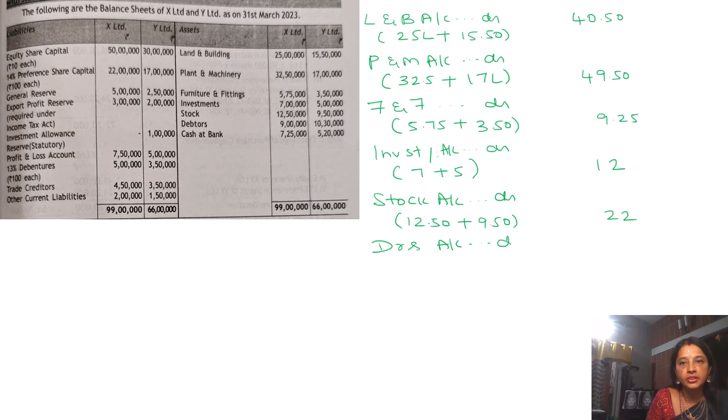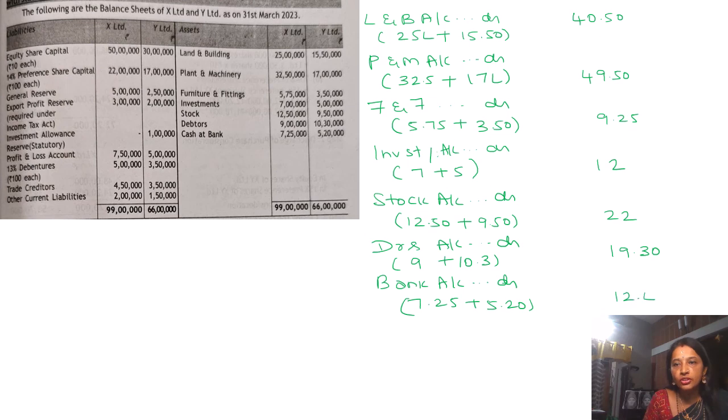Then next, debtors. Debtors account debit. X has debtors of 9 lakhs plus 10 lakh 30,000. Total comes up to 19 lakhs 30,000. Then bank. Bank account debit. X has a bank balance of 7 lakh 25,000 plus 5 lakh 20,000. Total 12 lakhs 45,000. So these are the debit balances.